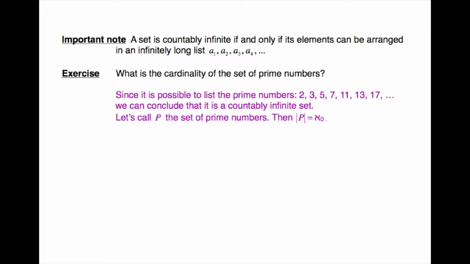If we call P the set of prime numbers, then the cardinality of P is Aleph Naught. Simply because we know that we can list them and we won't miss any, we are confident it's a countably infinite set.